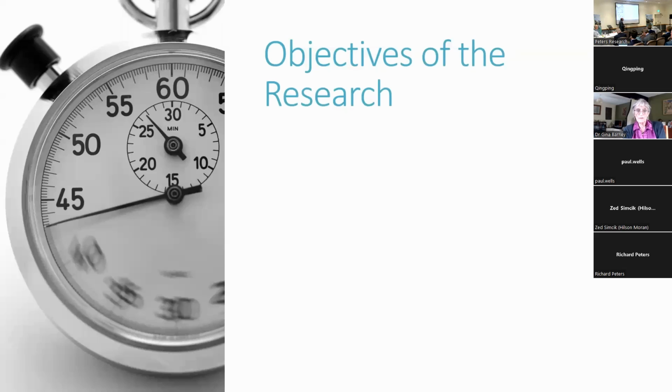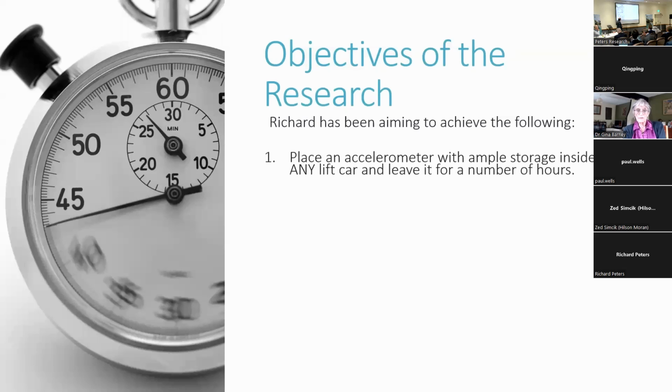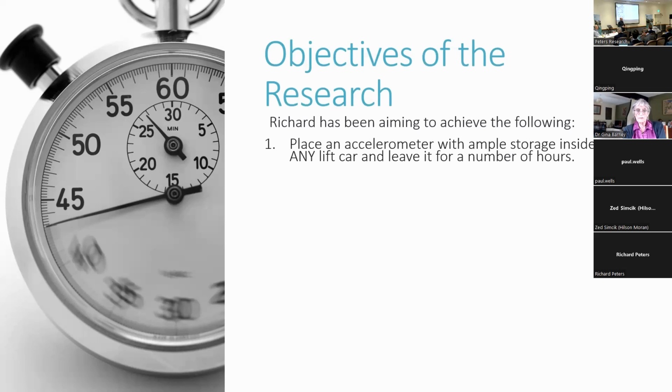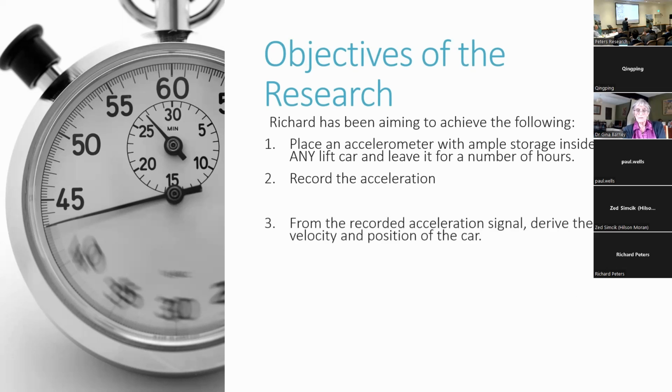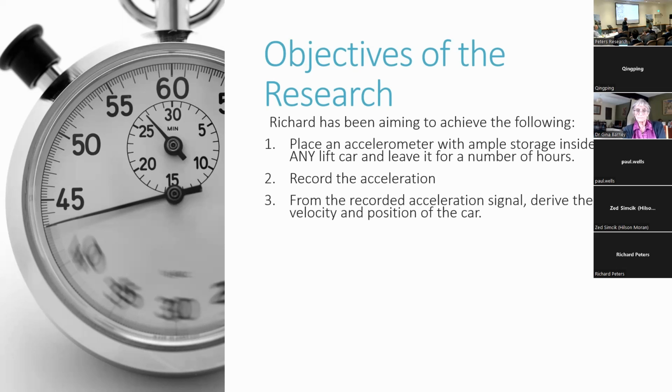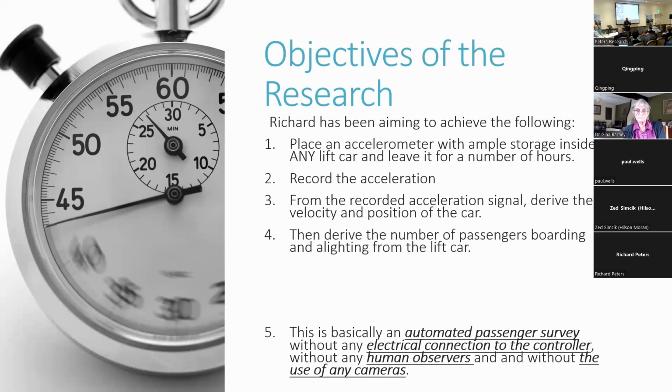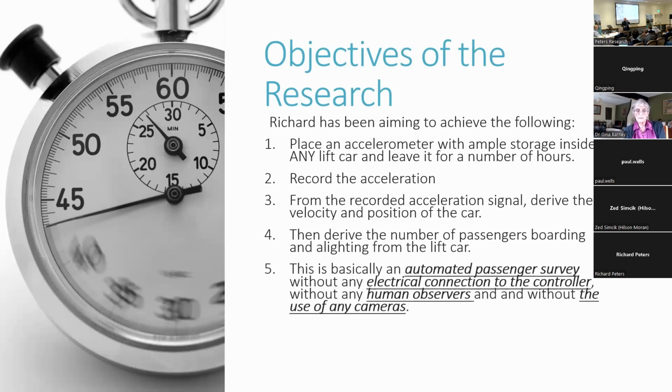So the objectives, this is Richard's vision. Where's Richard? Let's see if this is an accurate interpretation. This is what Richard would like to do. He would like to go into a lift and put an accelerometer on the floor, and then let the accelerometer just keep on recording the acceleration. Get the acceleration recording from the signal, and from it derive the velocity and position of the car, and then derive the number of passengers. So this is correct.